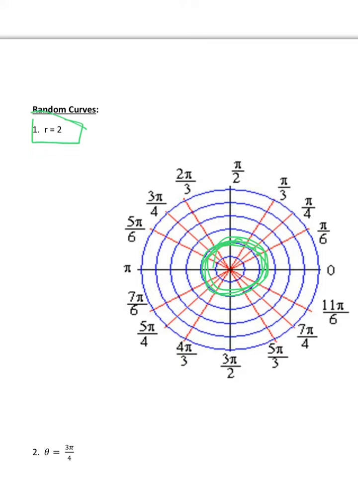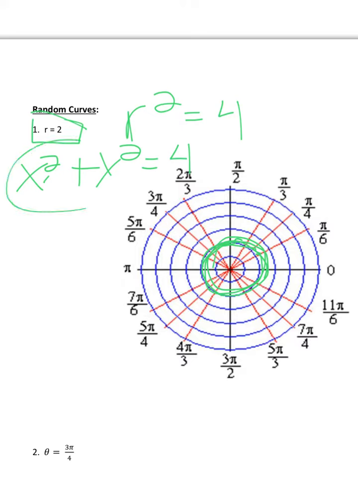Another way to look at this, if you put it back into rectangular form, if you squared both sides, this is the same thing as saying r squared equals 4. If I squared the r and the 2, and then the r squared we know is x squared plus y squared, and x squared plus y squared equals 4 gives us a radius 2. It gives us this circle right there. Alright, so that's pretty simple. So if you have r equals a number, it's always a circle.